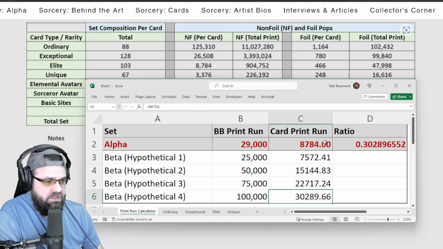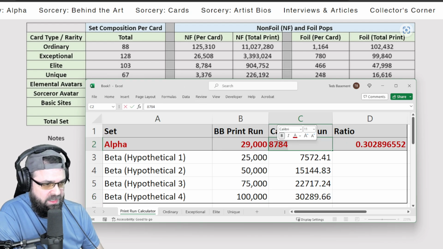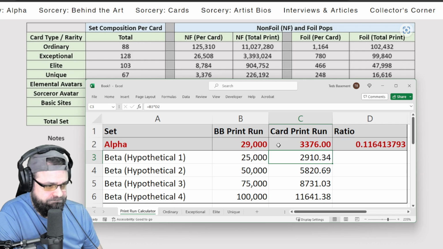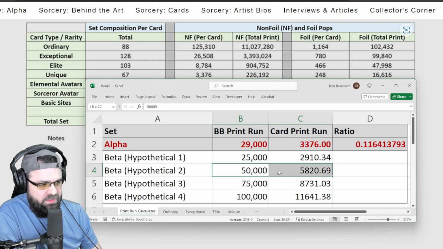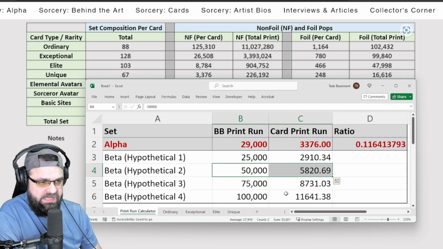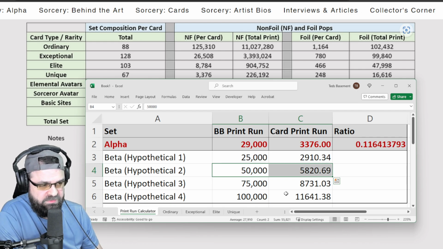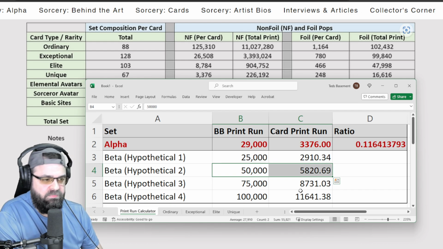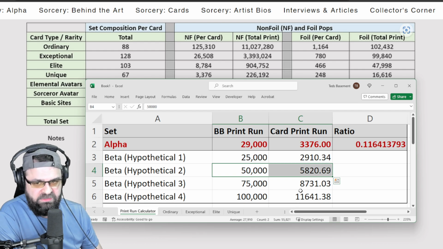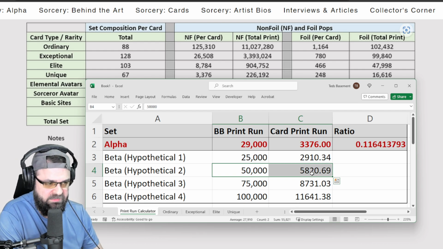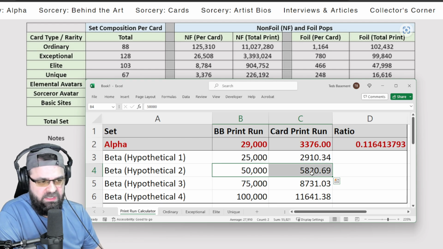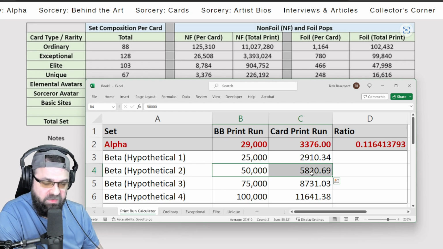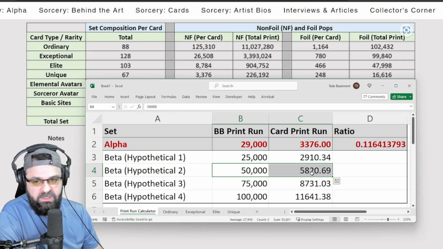Let's plug in the unique non-foil for our final calculation. Here's where at 50,000 booster boxes, you've got a potential for 5,800 unique non-foil cards in Beta. That, again, now it's relatively rare. I mean, today we could have more fans than that in this Sorcery community. And if we do, then again, that means there aren't actually enough unique non-foils even to go around.